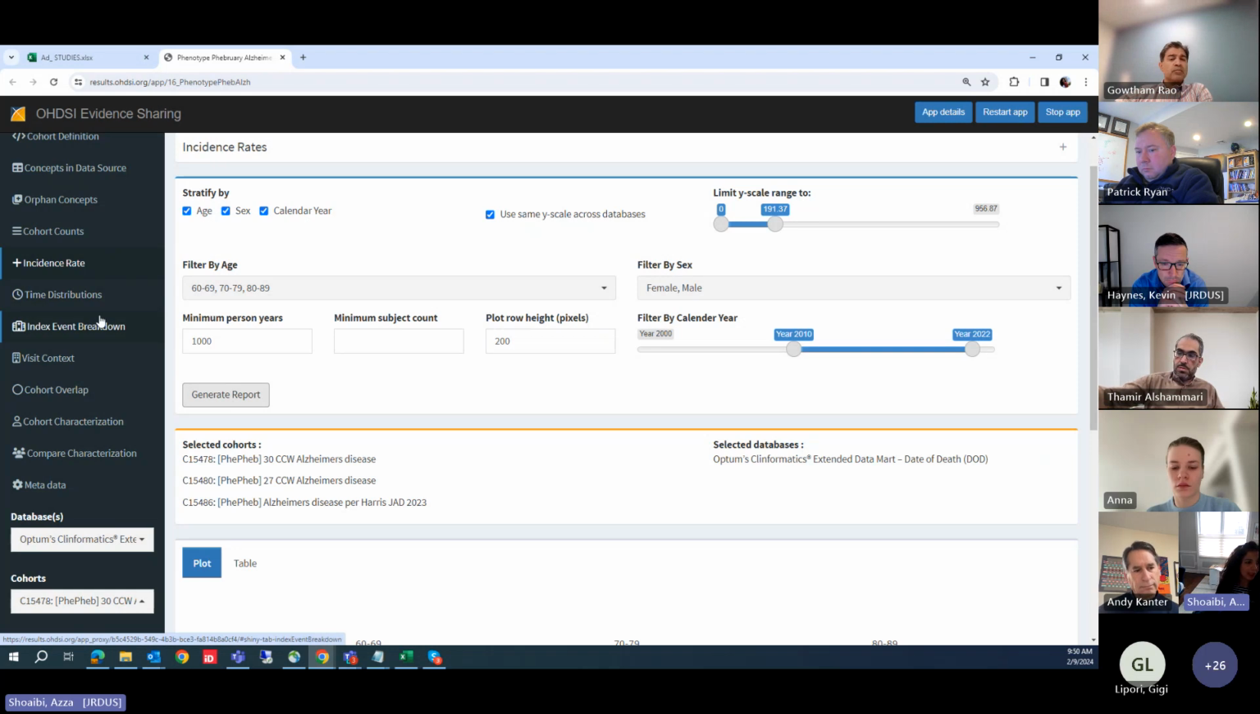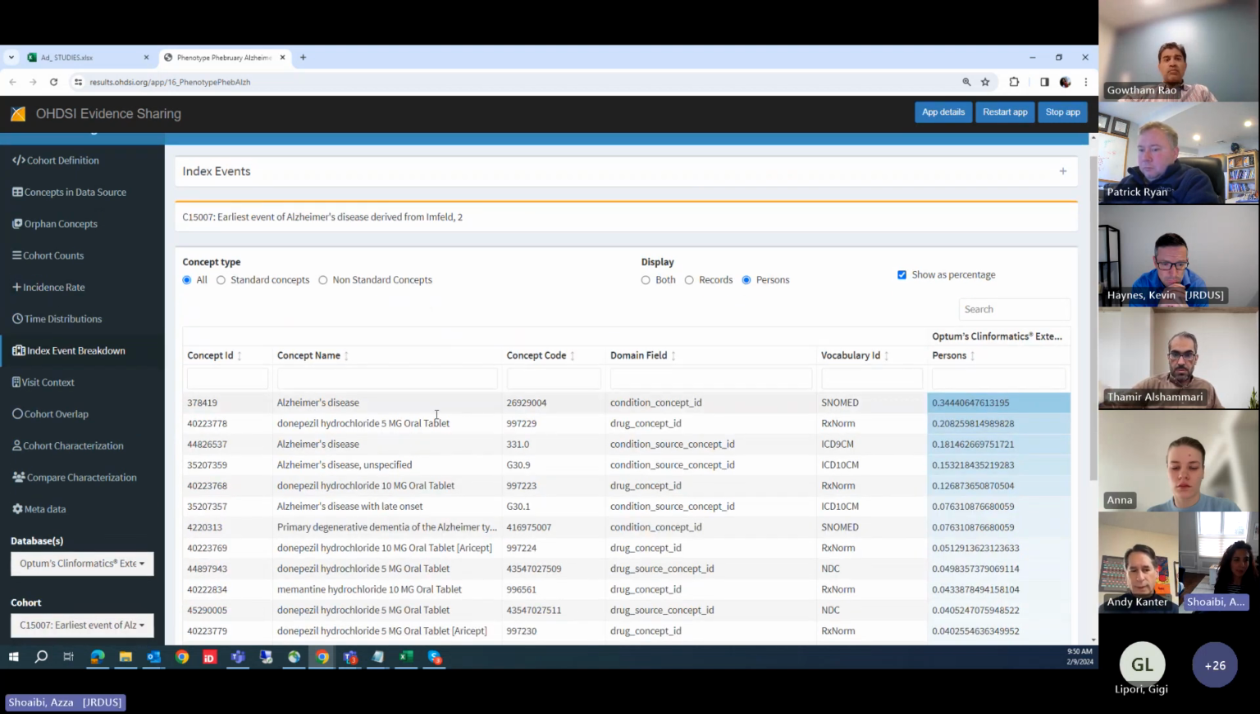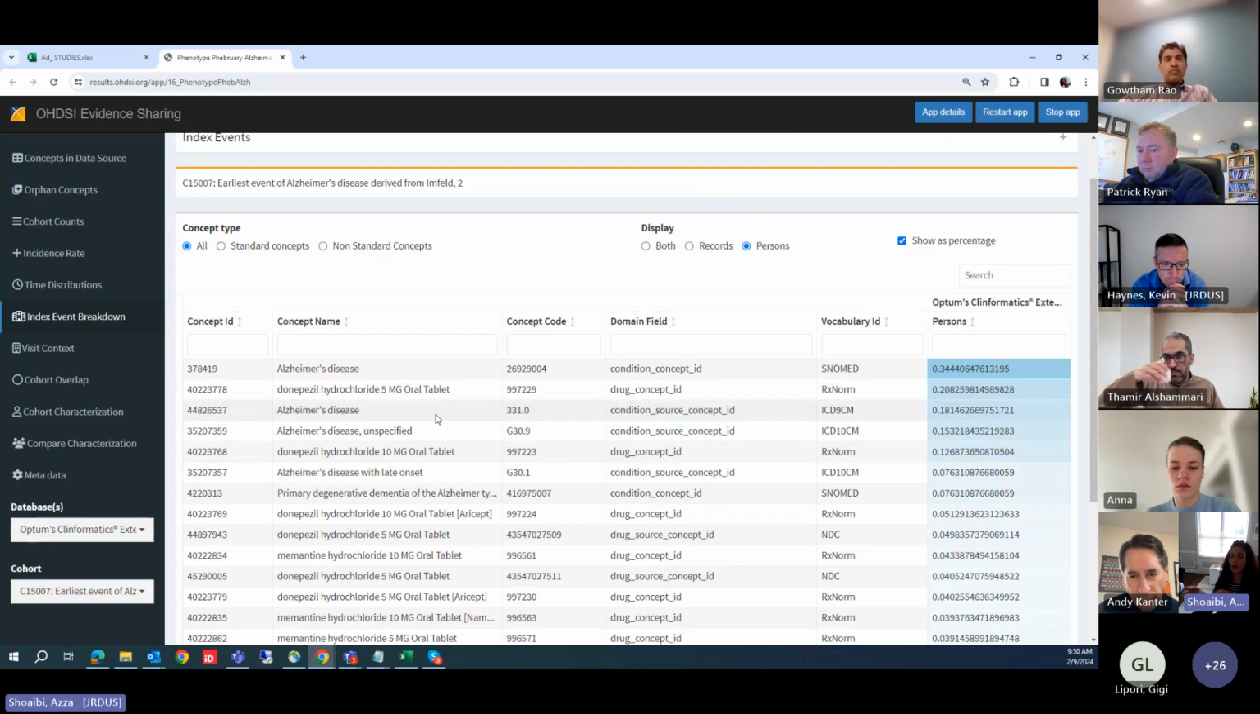So one can look at something called index event breakdown. This is a summary that gives you, among all these different entry criteria that you put in, measured at the code level, concept level, what is the distribution of those codes? So that it can give you an idea of which entry criteria accounted for most of the people in the cohort. Or you can look at just the distribution of that.